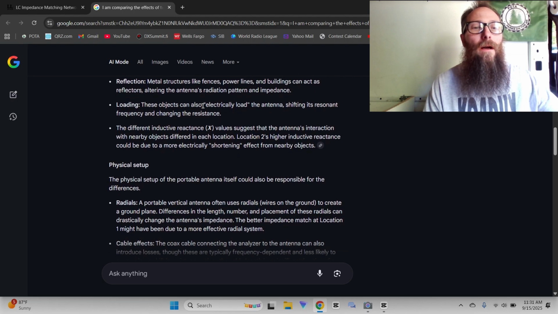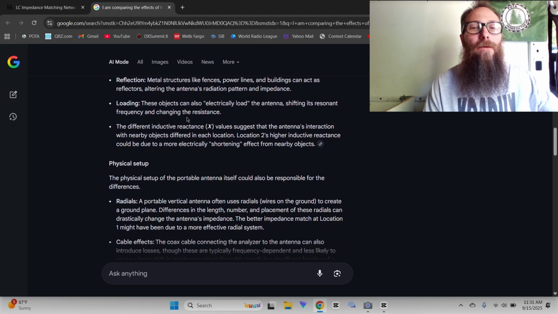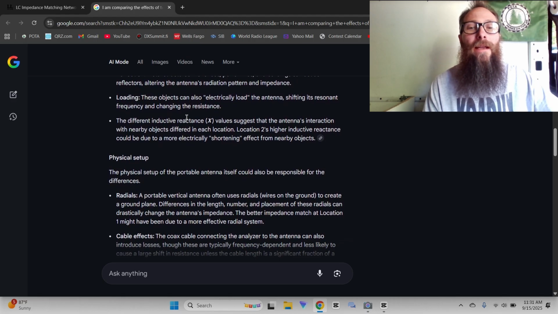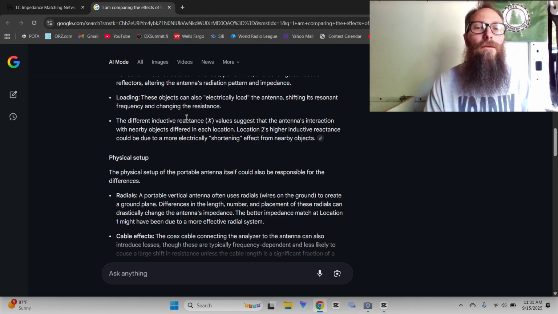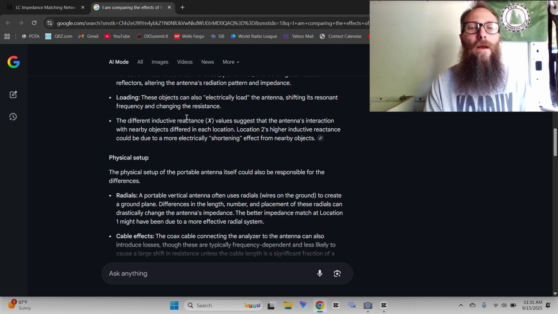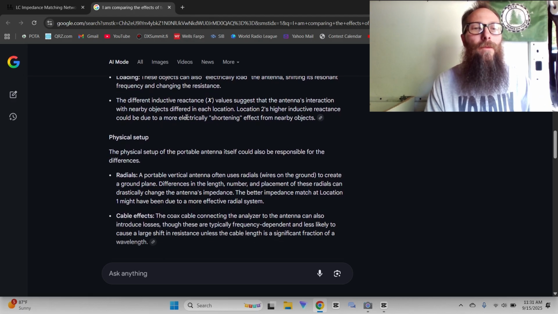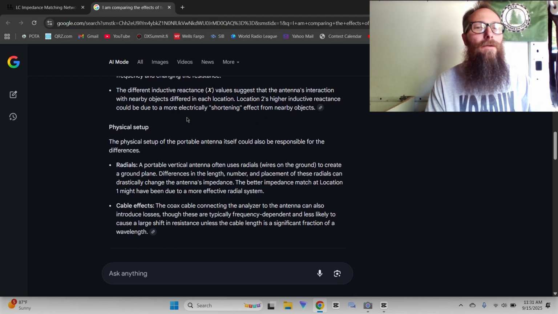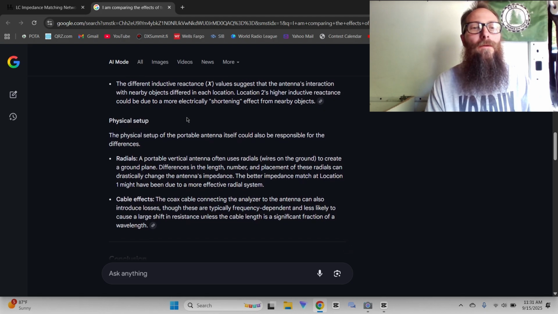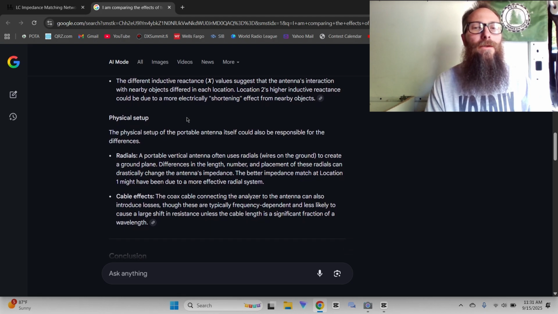Loading, the difference in the reactive values suggests that the antenna's interaction with nearby objects is different in each location. That was kind of my whole thesis of why I was having this problem, and I need to use that information that I've collected to figure out some possible things I can do to mitigate that.